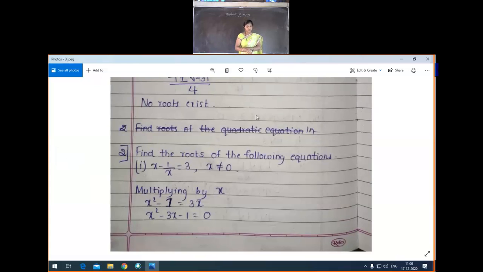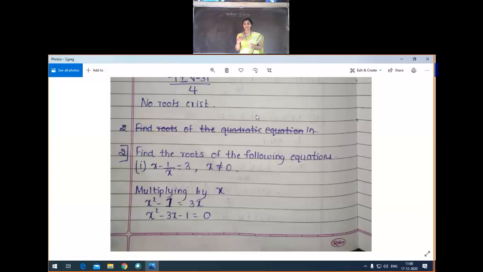Yes. Now we have to discuss the second main problem. Let us start the second main question. Find the roots of the quadratic equations given in question number 1 above by applying the quadratic formula.